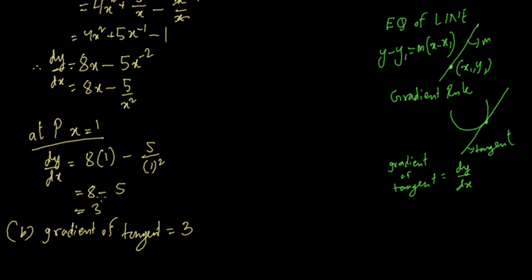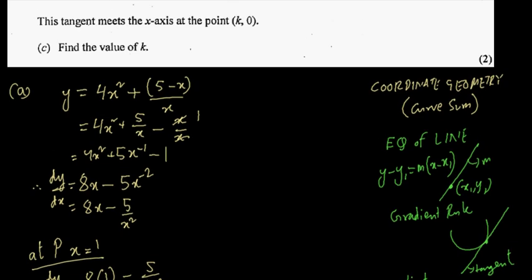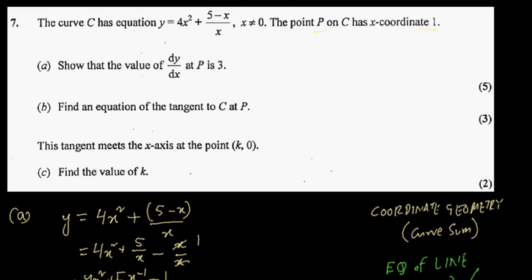Now the next thing we need is a point, because for finding the equation of a line we need a point and the gradient. We already found the gradient, now we need the point. Now for that we only know the x coordinate. We know the x coordinate is 1, so we need to know the y coordinate. So we can just put it here.